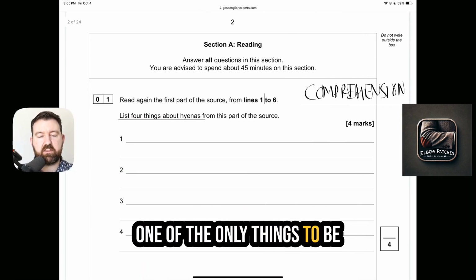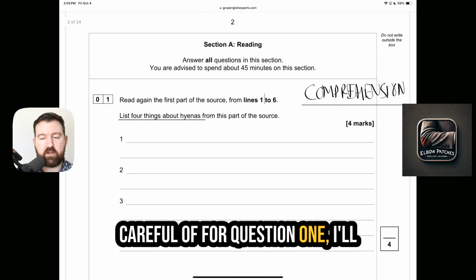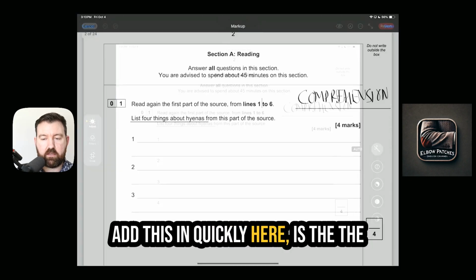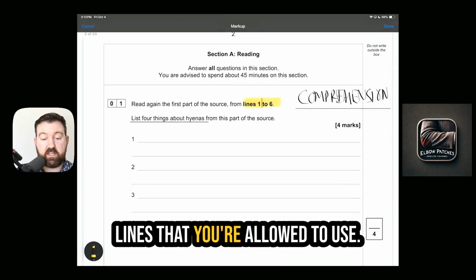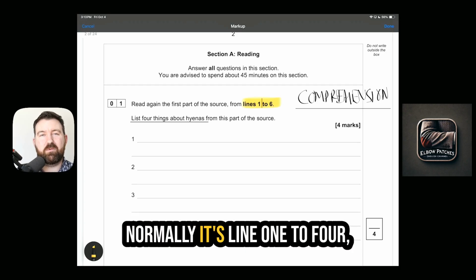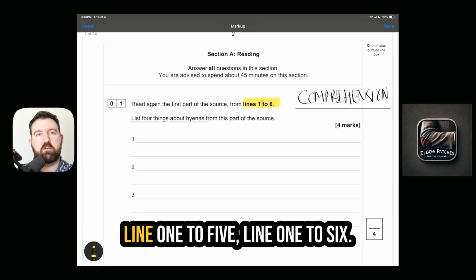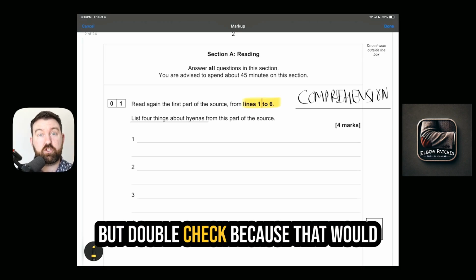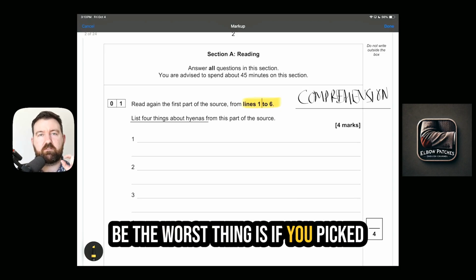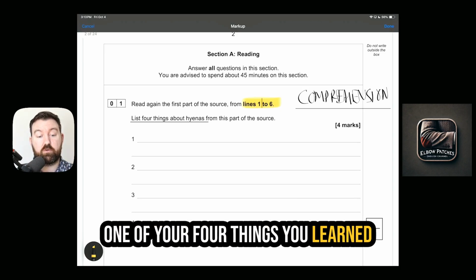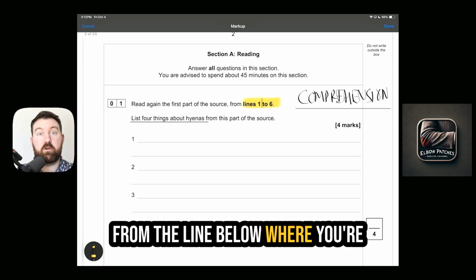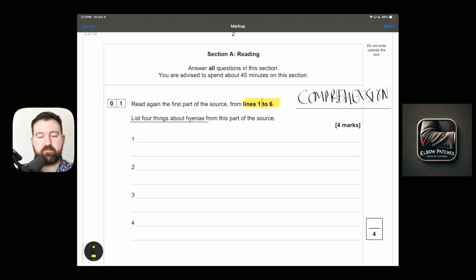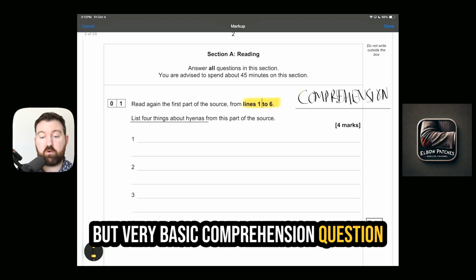One of the only things to be careful of for question 1, I'll add this in quickly here, is the lines that you're allowed to use. Okay. Normally it's line 1 to 4, line 1 to 5, line 1 to 6. Normally it's the first paragraph, but double check, because that would be the worst thing, is if you picked one of your 4 things you learned from the line below where you're allowed to pick something like that. But very basic comprehension question.